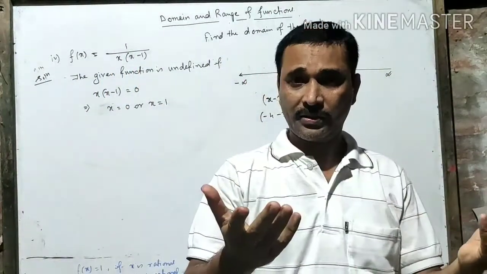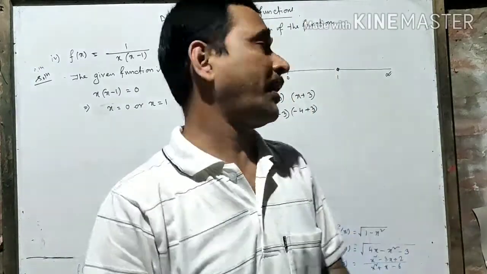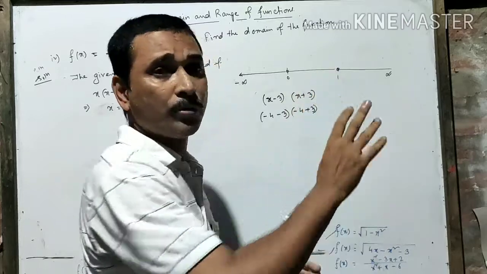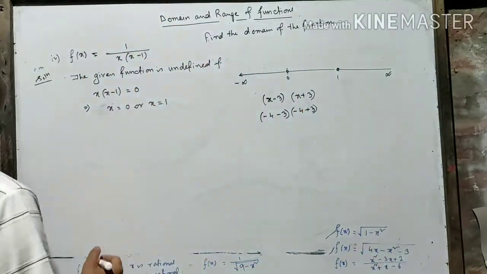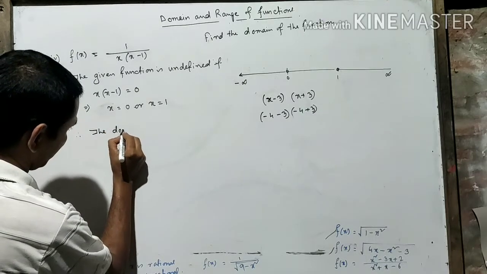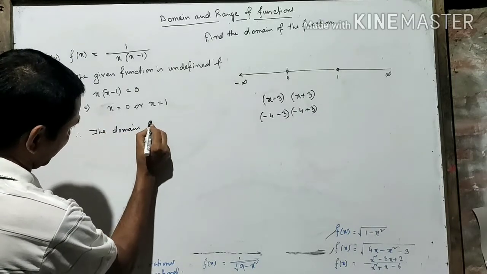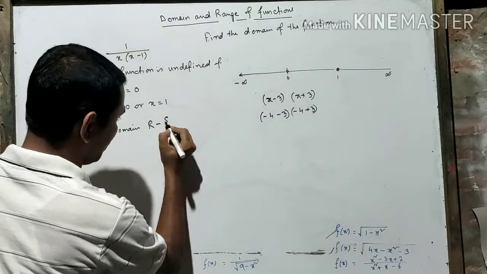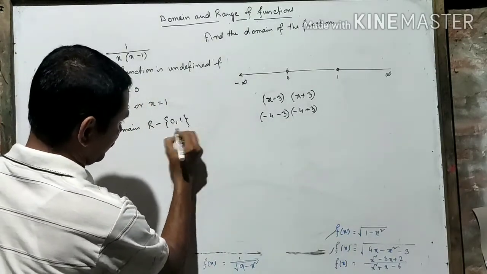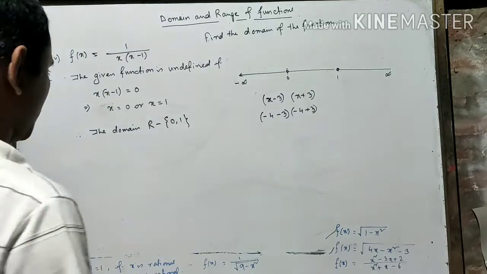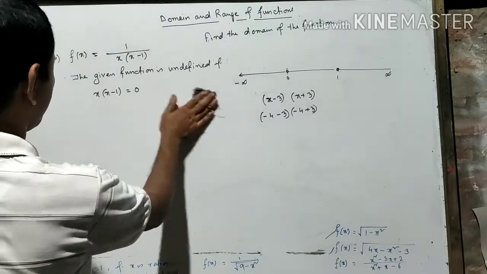So what is our domain? The defined part is our domain. So our domain is the whole real line, leaving only these 2 points. Therefore the domain is R minus {0, 1}. From the whole real line we leave only these 2 points. So this is the domain. Alright.